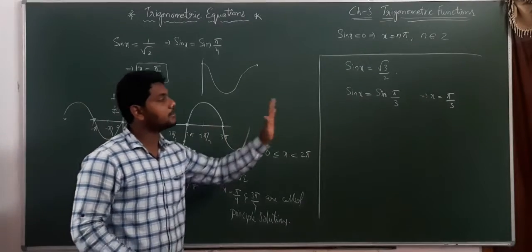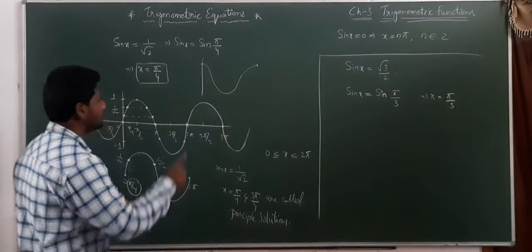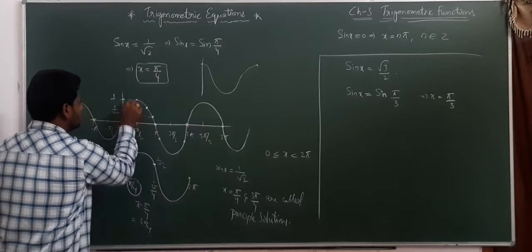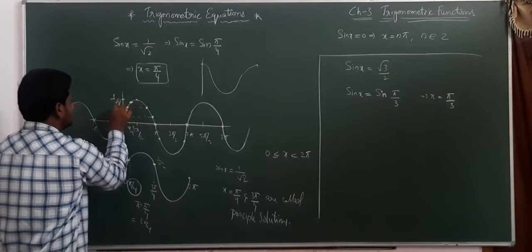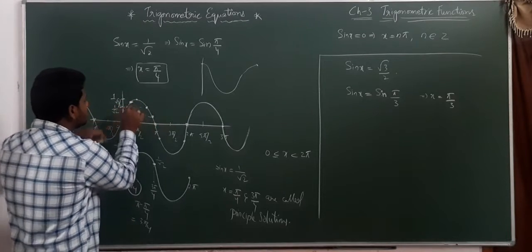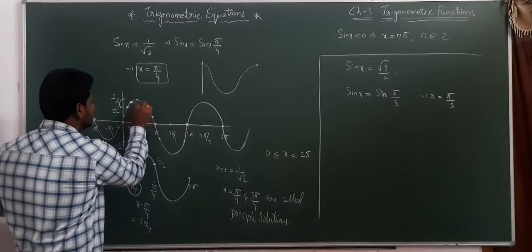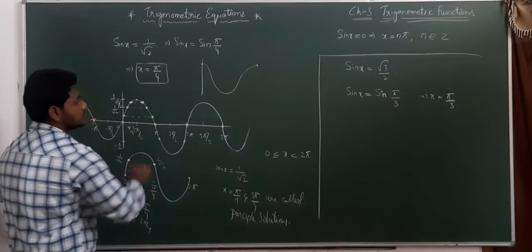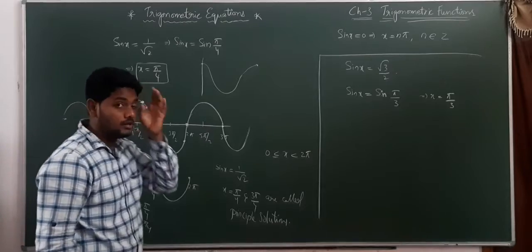Now how to find that remaining value? See, for example, this is pi by 3. So value will be here. This is root 3 by 2. Understand carefully. Root 3 by 2. So that same value we will get here. So what is that value in between pi by 2 comma pi? It is there. So how to find that value?